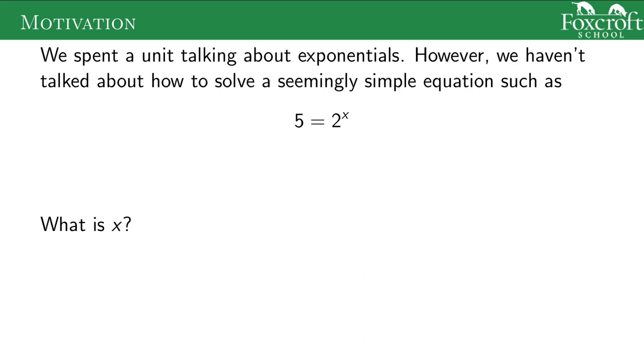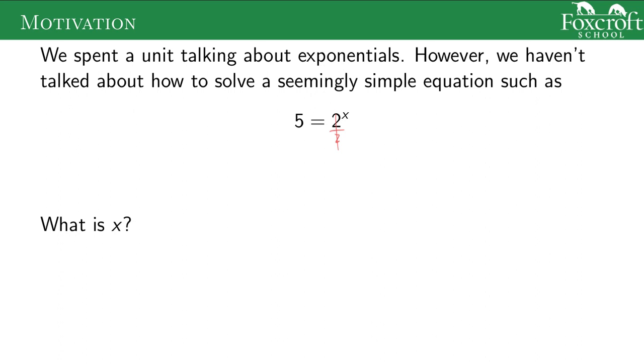So in a previous unit, we talked a lot about exponentials, which is an equation where the x is in the exponent. We didn't talk about how to solve simple equations like this, 5 equals 2 to the x. What is x going to be to make this equation true? One thing you might think of is dividing by 2, but that's not actually going to cancel out these 2's because it has an exponent of x and we don't know what the value of x is. All right, so that's not going to work.